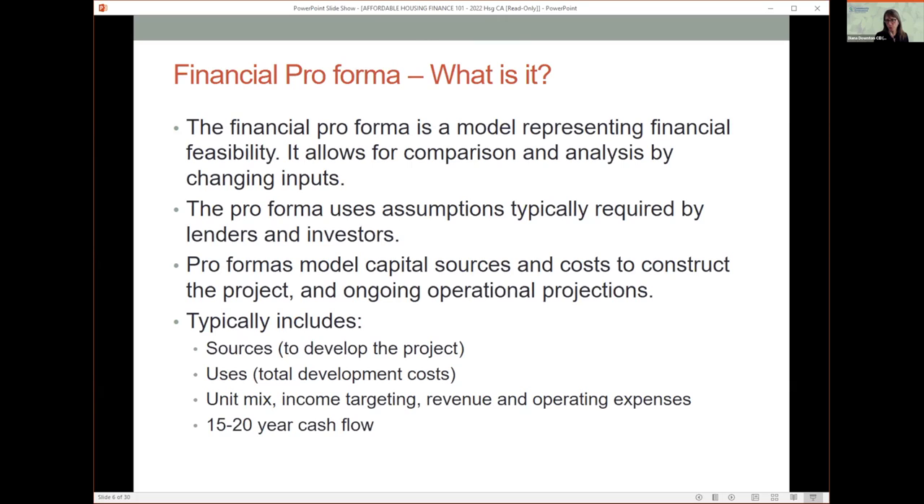So what we do in the financial pro forma is we set it up in a way that will be acceptable to lenders and investors who will be potentially providing your financing. So there's typical assumptions that the investors and lenders will be expecting that you should also use in your pro forma. The pro forma will include your sources to develop the project, all of your development costs, your unit mix, your income targeting, your revenue, operating expenses, and an extended 15 to 20 year cash flow showing how your property will function over the longer term.